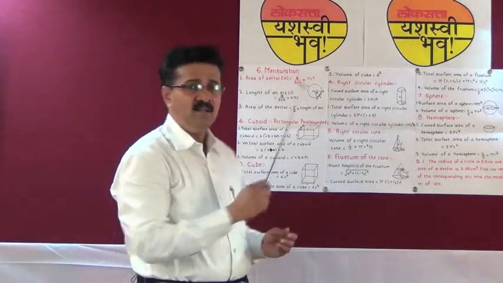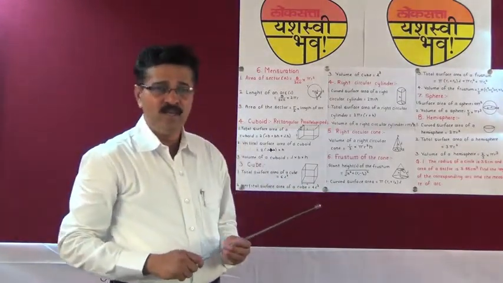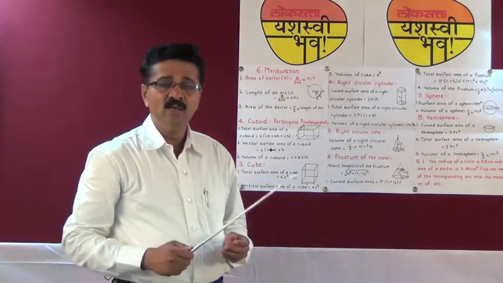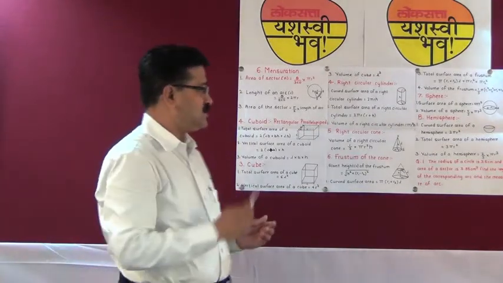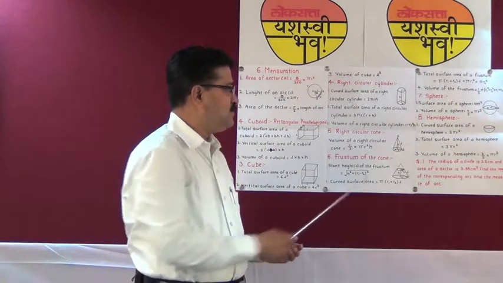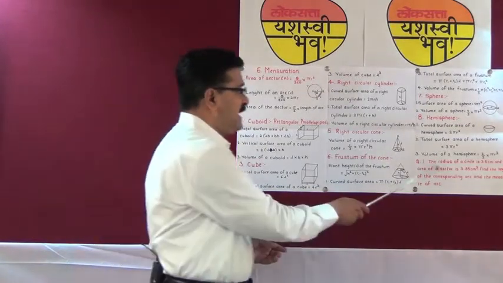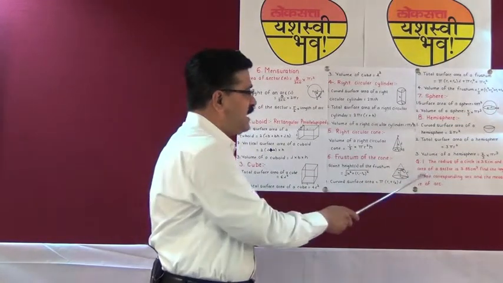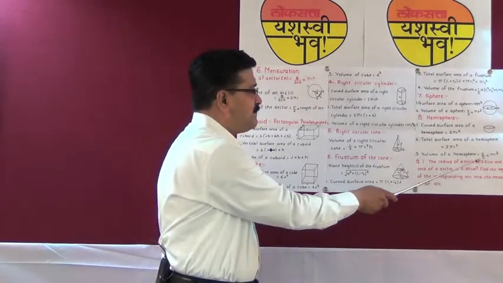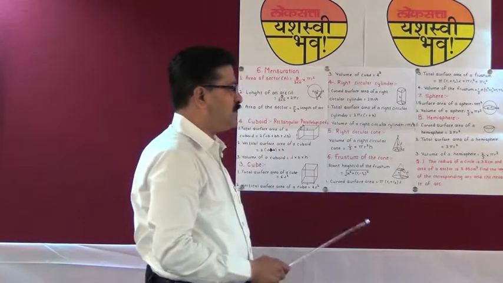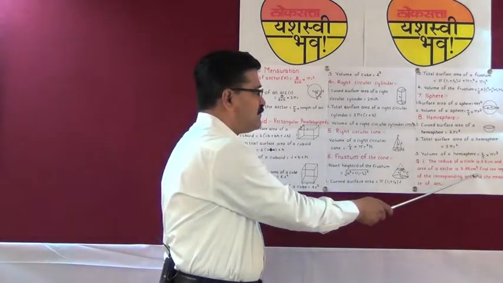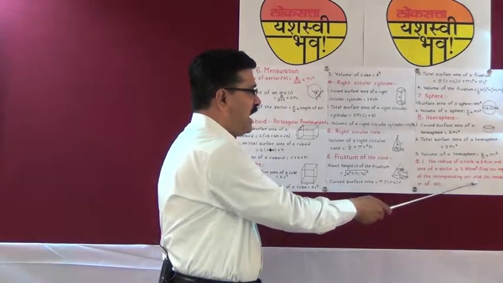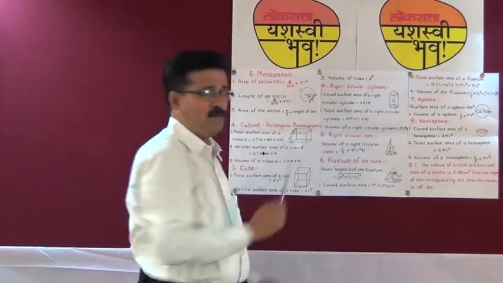Now we have seen the formulas given in this topic. Now we are going to see a few sums based on this topic. Now see one of those sums. The radius of a circle is 3.5 centimeter and the area of a sector is 3.85 square centimeter. Find the length of the corresponding arc and the measure of the arc.